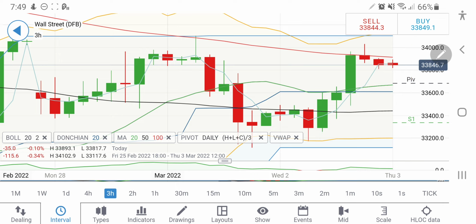Below 33,750 the next target is 33,650, 33,600 zone, which is going to be a stronger support. Below that we might see a stronger drop towards 33,400, and below that sky is the limit. So take your positions accordingly. Right now on the daily charts, as we have seen, it is overbought.